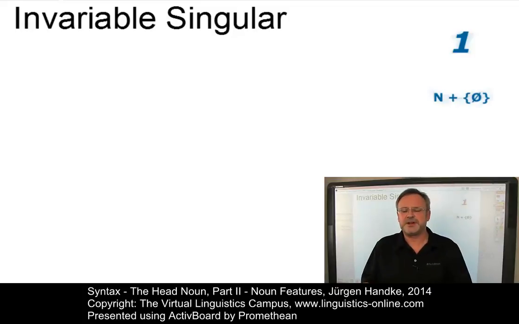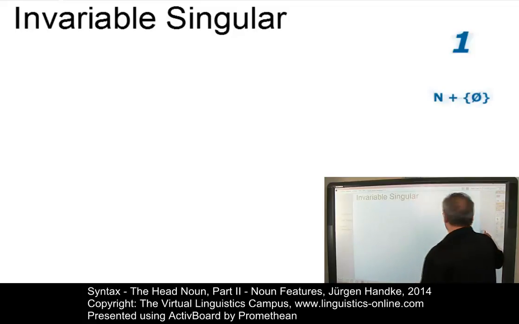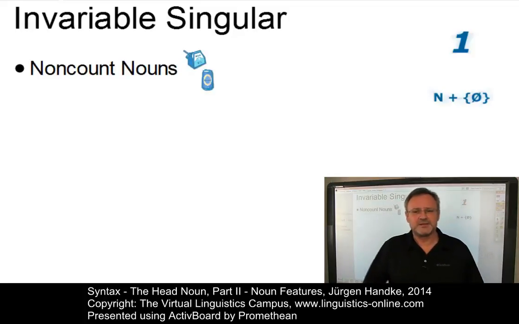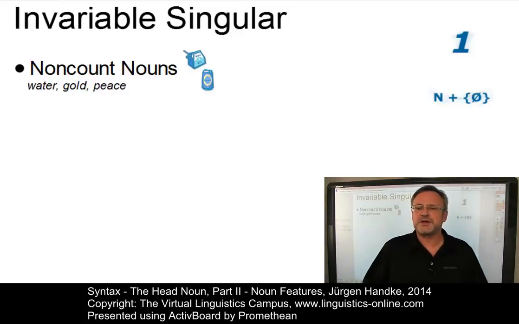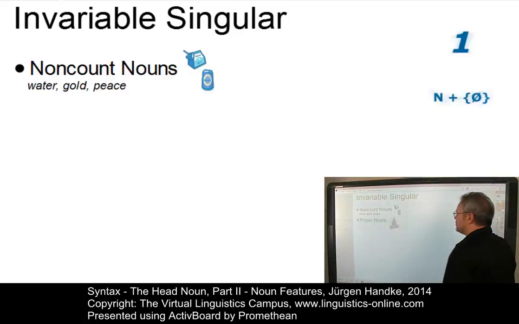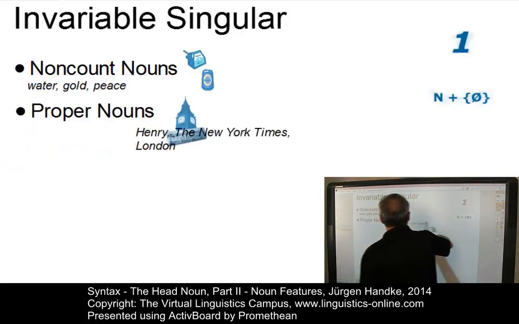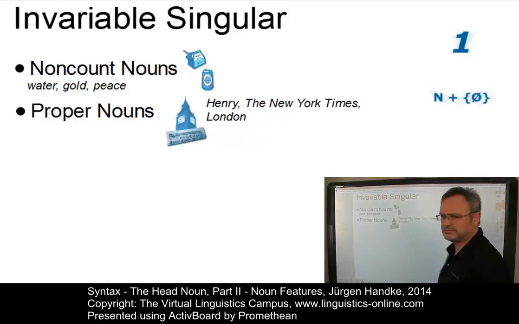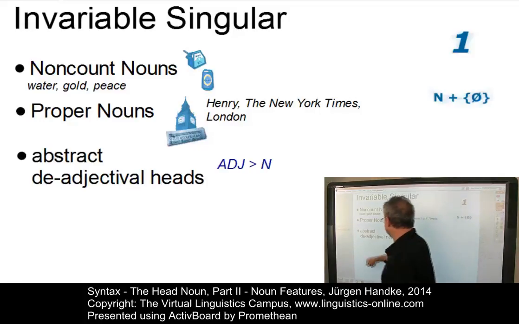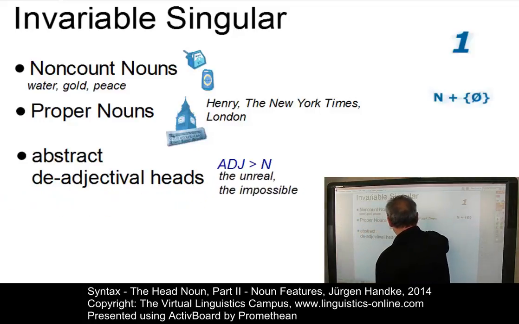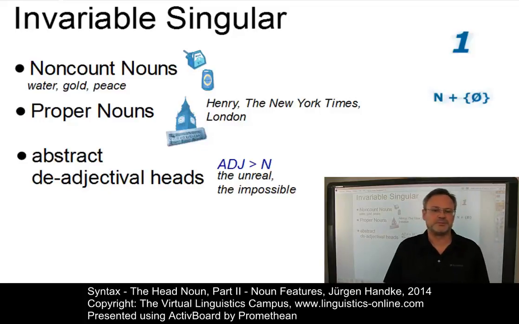Now, the singular invariable nouns, that is, nouns that have no plural form unless they are post-modified, include so-called non-count nouns. We discussed them in the e-lecture Head Nouns Part 1. Non-count nouns such as water, gold, or peace are singular and invariable, they have no plural. Then we have most proper nouns, for example, Henry, the New York Times, London. Again, unless they are post-modified, they have no plural, and the same applies to nouns generated from adjectives by means of conversion. Our third group, the de-adjectival heads, which you can find in items such as the unreal or the impossible, to name just two of them.